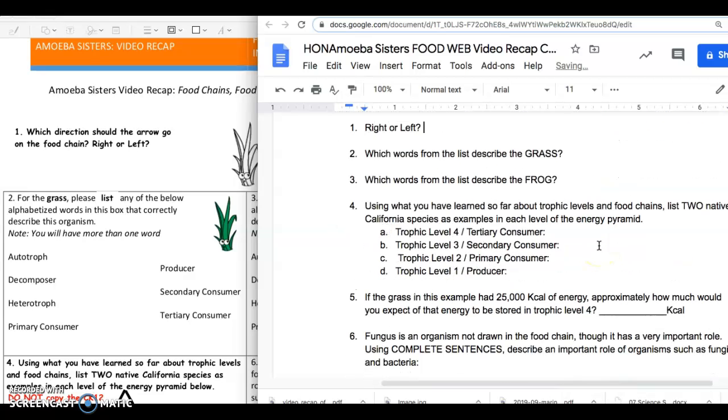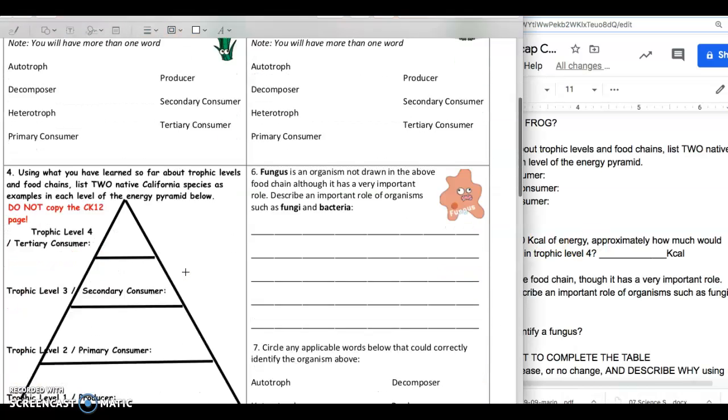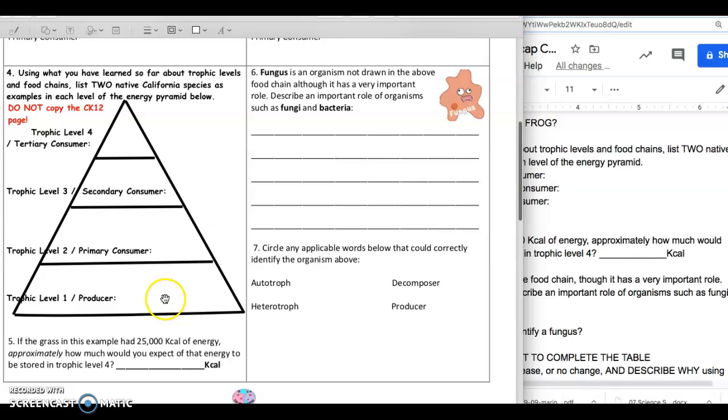So you'll notice here, number 4 is pretty important because I want you guys to do a little bit of research. So you might be watching that video a couple of times to be able to answer all these questions. But what I want you to do here is you are going to look up animals that could fall into these categories.